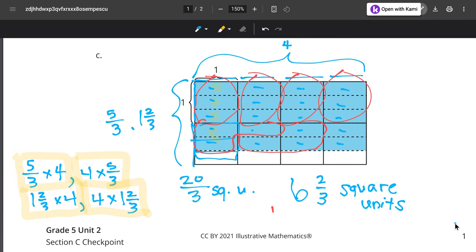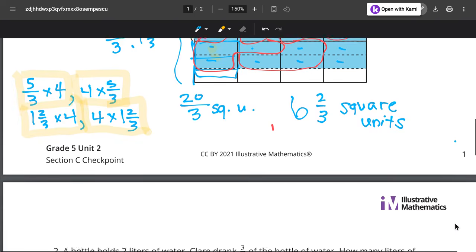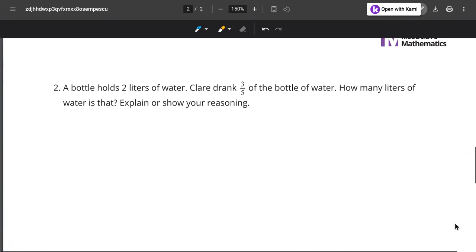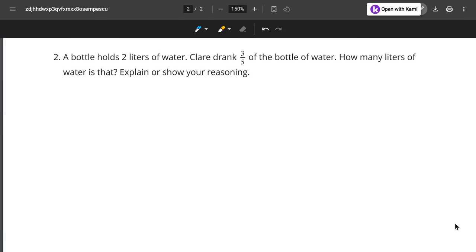Okay, so we thought about our number 1 in a couple different ways. We've thought about our expressions and the area, but we do have one more question here, and we're going to be representing and solving this problem that is given to us in words. We're going to read it, write it, and evaluate a numerical expression that represents a whole number times a fraction, right? So here we have a bottle holds 2 liters of water. Claire drank 3/5 of the bottle of water. How many liters of water is that? Explain or show your reasoning.